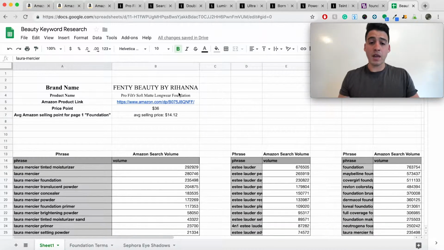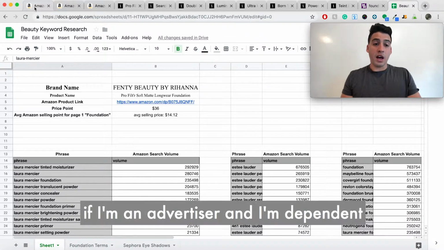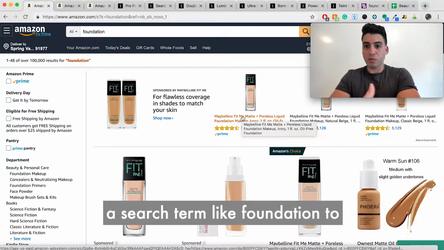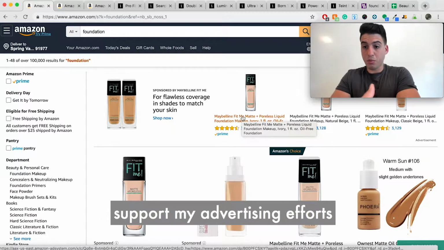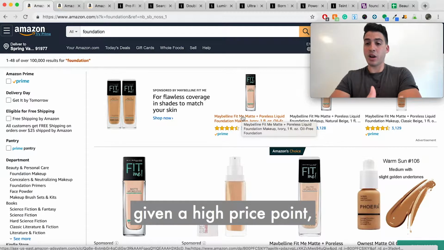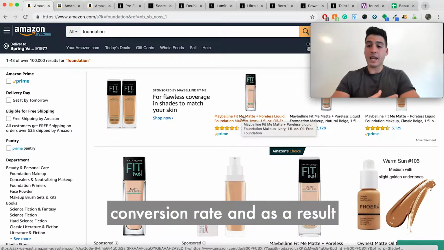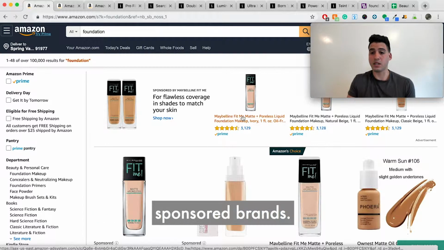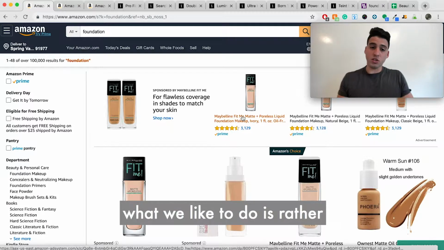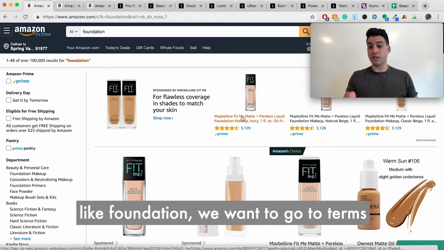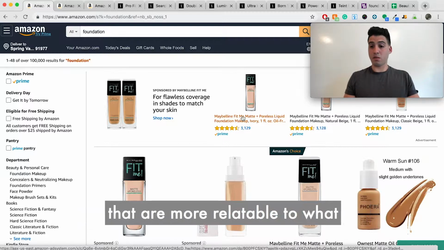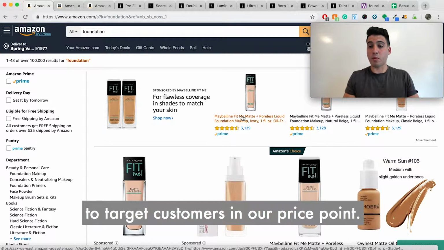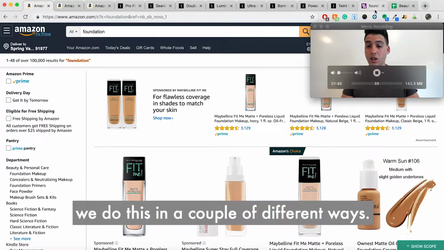And so with that kind of knowledge in mind, right? If I'm an advertiser and I'm dependent upon a search term like foundation to support my advertising efforts, given the high price point, I'm going to have a very low conversion rate, and as a result, it's going to lead to a very high ACoS in terms of my sponsored products and sponsored brands, right? So what we like to do is, rather than focus on search queries like foundation, we want to go to terms that are more relatable to what we're selling, so that we're able to target customers that are in our price point.